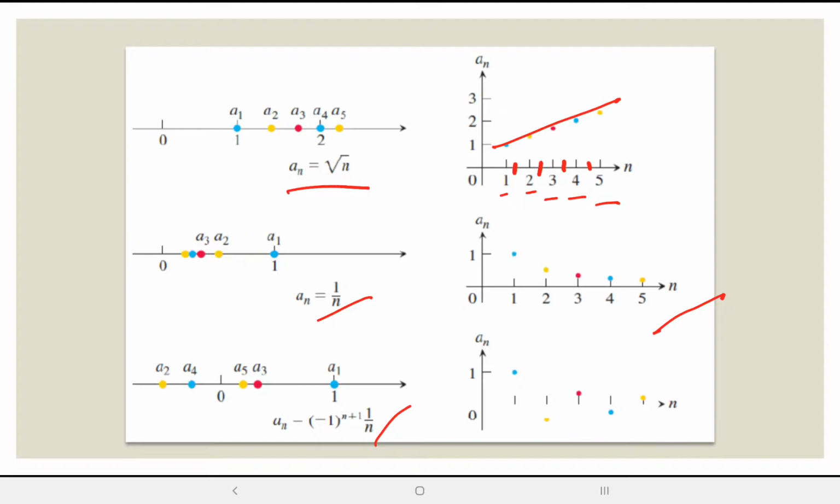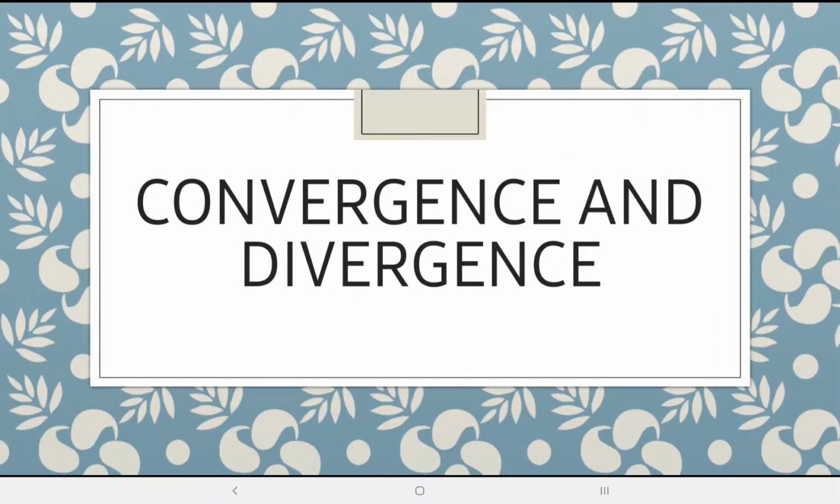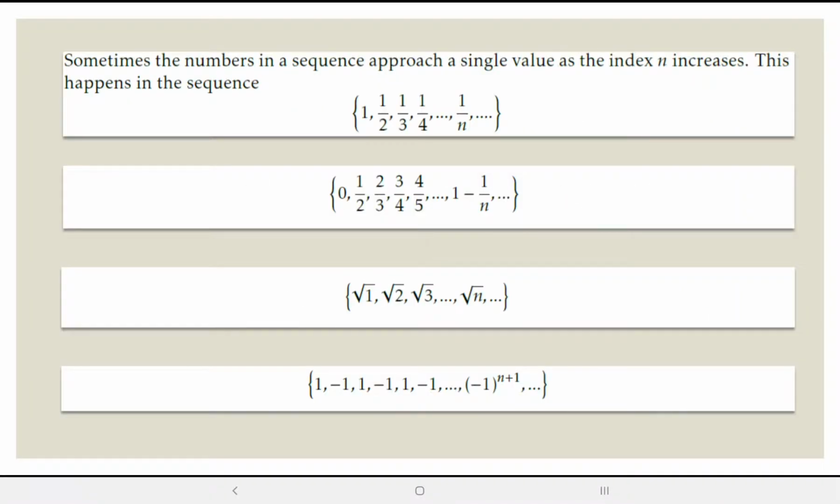And this is what we call divergence and convergence. Pag yung isang sequence or yung isang series ay merong ina-approach na number, we say that it is convergent. And kung wala naman, it is divergent. Okay? Sige, proceed tayo. Okay? What is convergence and divergence?